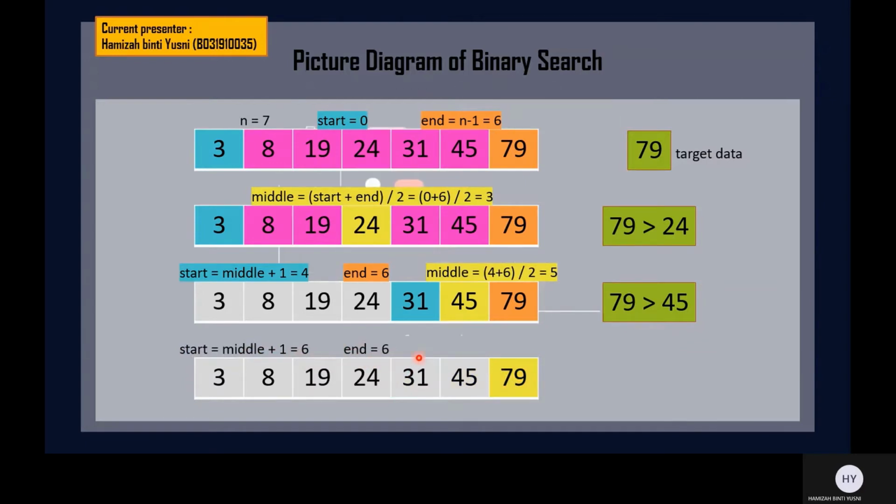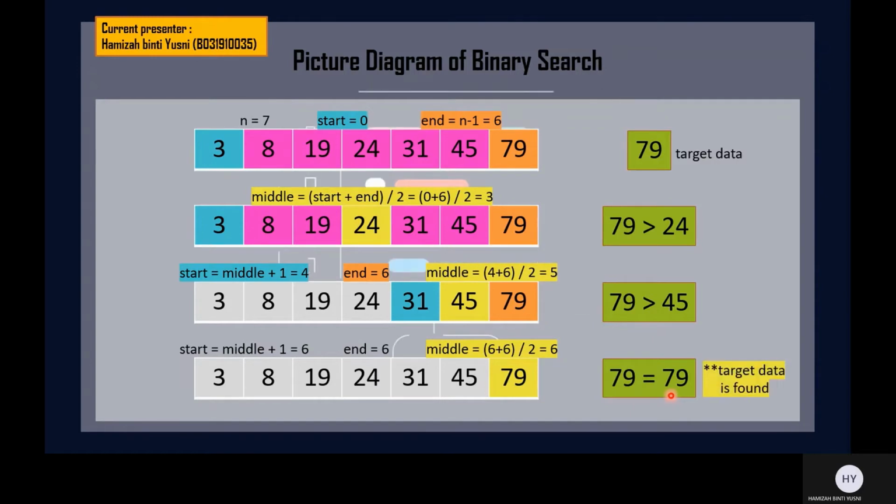Since the start value changed, the middle value will also change, which is right now index 6 with value 79. So it will be compared with target data 79. Since it is equal, the target data is found at the index of the middle value, which is 6. So this is a search that is found on the second half.